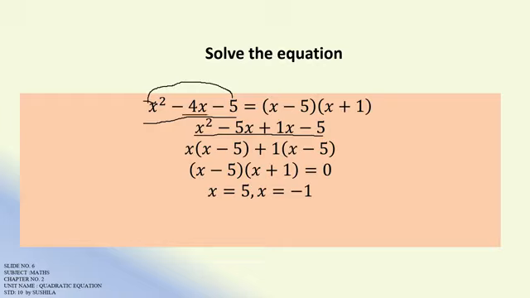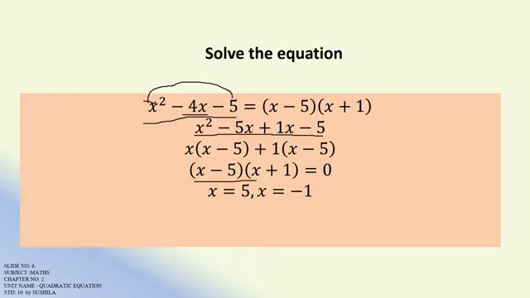What is the number? That is minus 5x plus 1x, okay? In that, you take the common term outside the bracket and the uncommon part inside the bracket. Outside x, and inside x minus 5, then plus 1 times x minus 5 again. Now x minus 5 is common in these two parts, and x plus 1 will come inside the bracket.